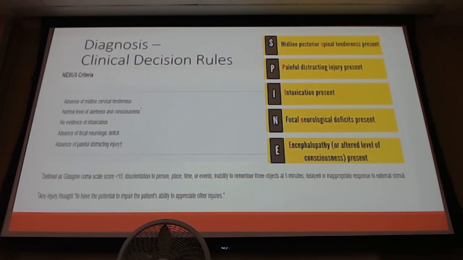Some use the acronym SPINE, some use NSAID, which is neurodeficit, spinal tenderness, palpation, altered mental status, intoxication or distracting injury. If they don't meet these, then we need to make sure we image them.